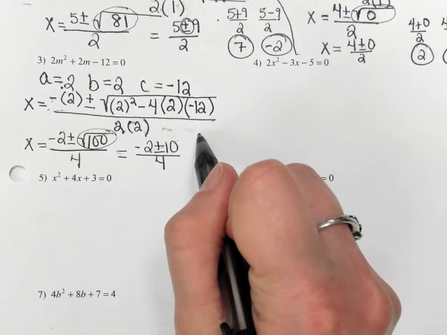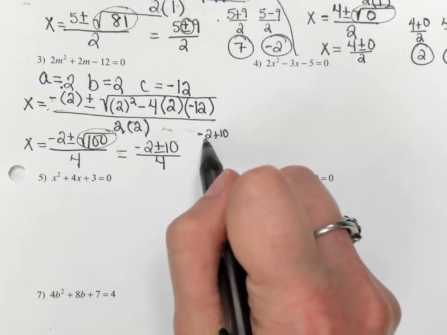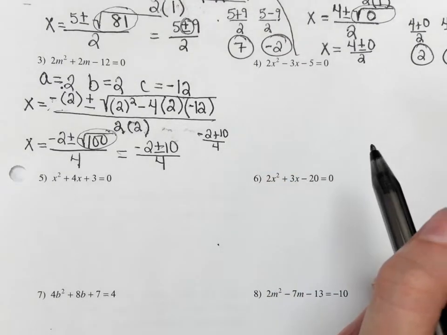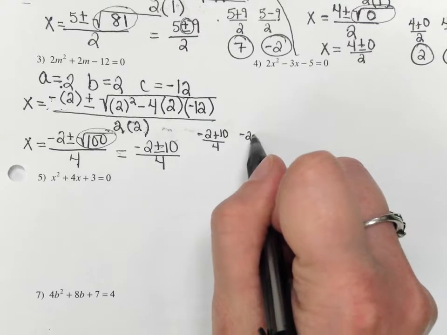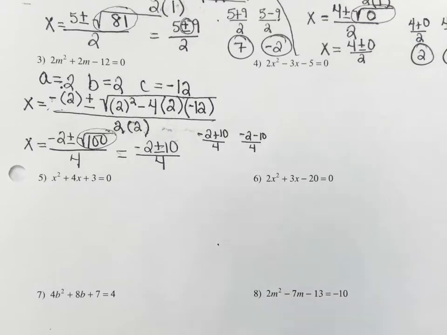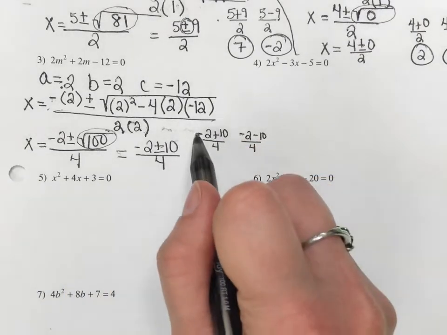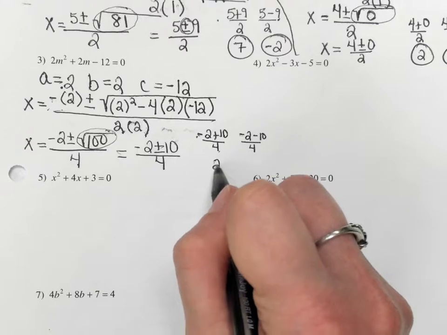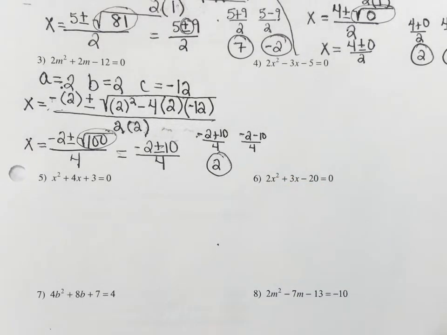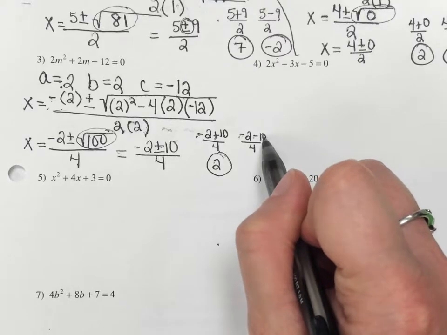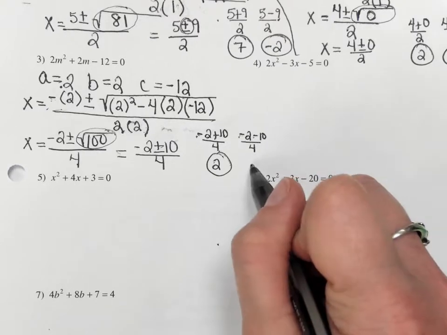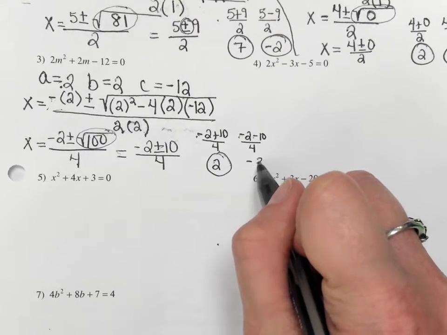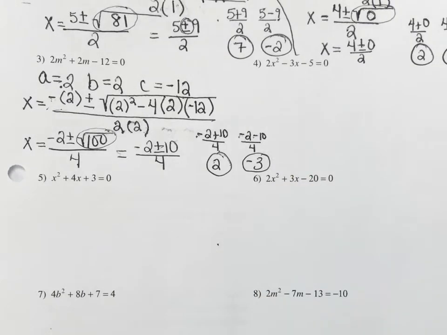Alright. All right, so what do I got? I got negative 2 plus 10 over 4. And negative 2 minus 10 over 4. Perfect. All right, use your calculator if you need to. What's negative 2 plus 10? 8. What's 8 divided by 4? Perfect. Negative 2 minus 10. Negative 12. And negative 12 divided by 4? Negative 3. Gotta use that calculator to get those signs right, okay?